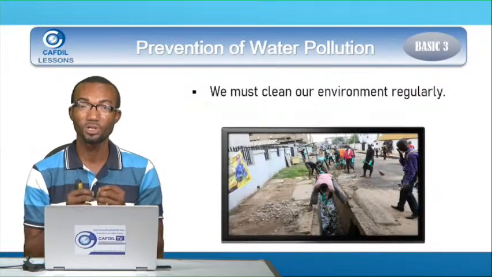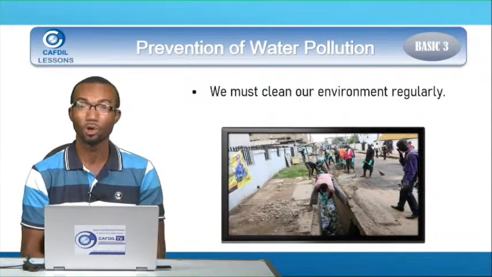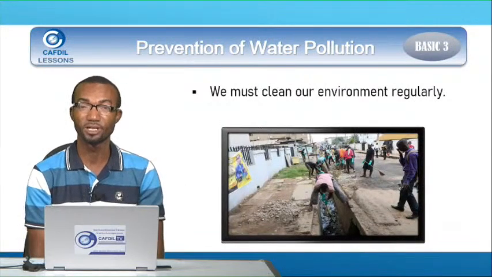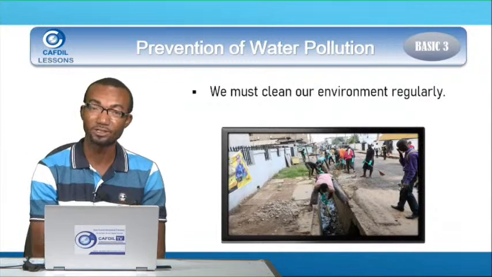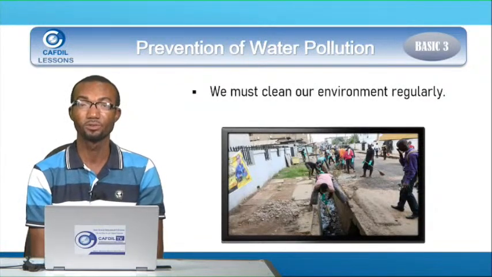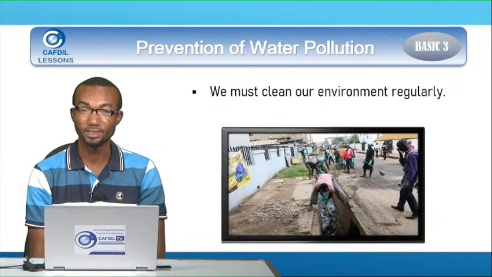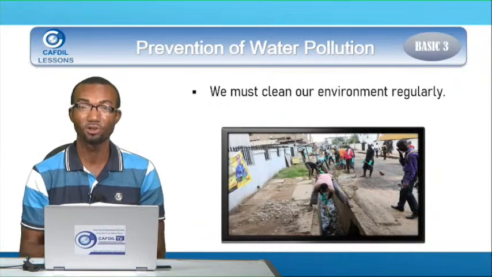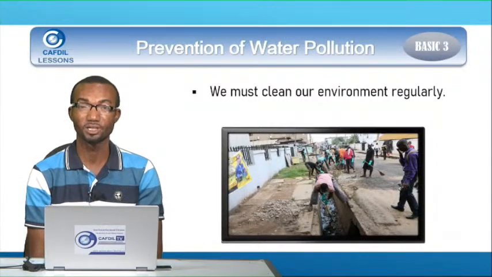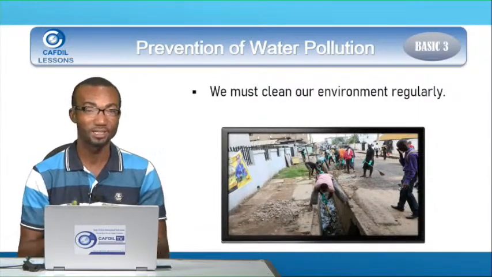And then we must also clean our environment regularly, as you see the people doing. Always clean the environment regularly. Behind your house, at school, any place, you should try, because our activities bring about this dirty environment. So make sure you always clean your environment regularly, so that when it rains, we will not even experience any flood.